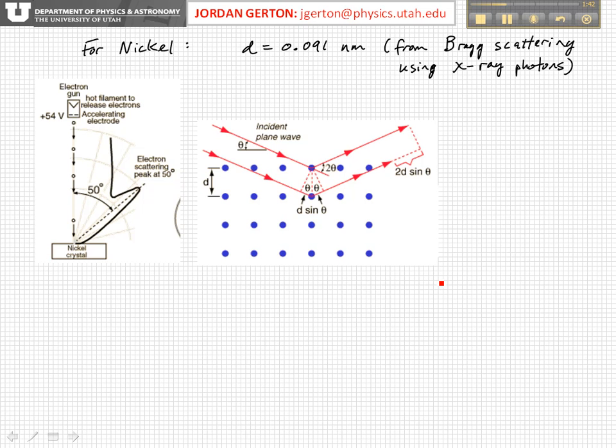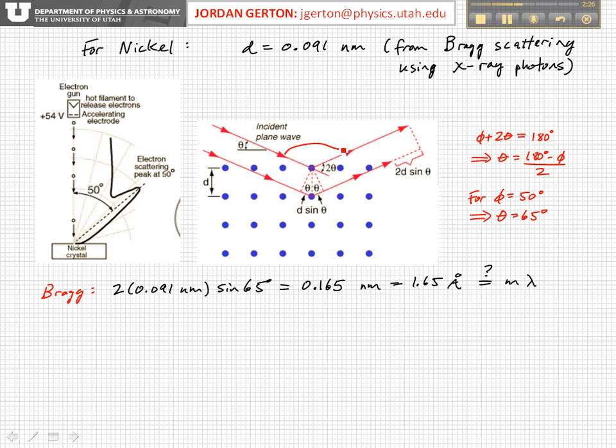Okay, so in order to do that, one thing that we have to do is compare the angle theta, which we've used to develop the Bragg scattering formula, and the scattering angle which Davisson and Germer measured. So if we call this scattering angle phi here, then that's the angle between the incoming beam and the outgoing beam, and so that's this angle.